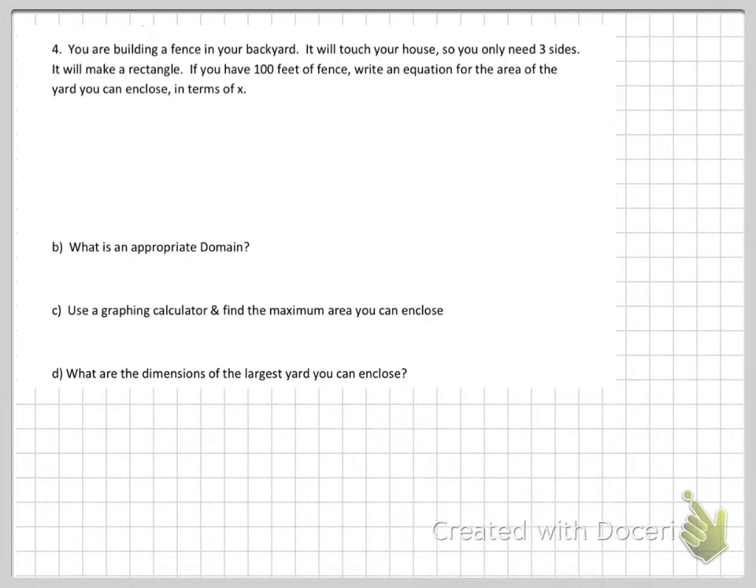So you live in a house, and then you are building a fence, but one side is going to be touching your house. So you only need your fence to go like this, and it says it makes a rectangle. So the purple is my fence. You have 100 feet of fence, so let's label this some more. This is the house. This is the yard.